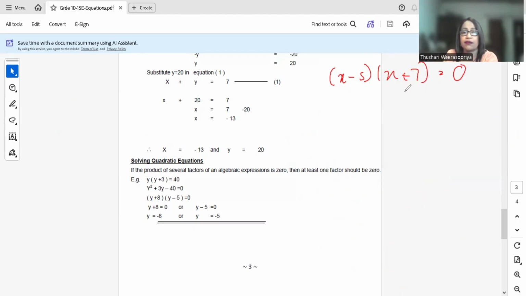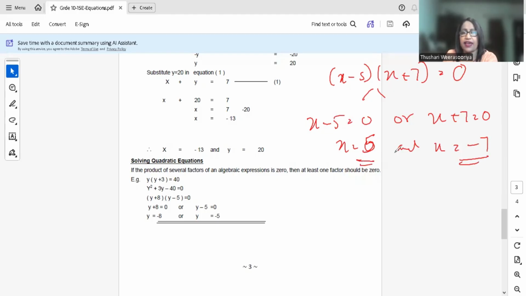x minus 5, x plus 7 equals 0. In the textbook, you get this type of questions. But most of you remove the brackets and again factorize. No need, because they have helped us. Already factorized. Then break into pieces. Very simple. x minus 5 equals 0 or x plus 7 equals 0. Then x equals 5, you take this to this side, and x equals minus 7. These are the answers. And right, very simple.